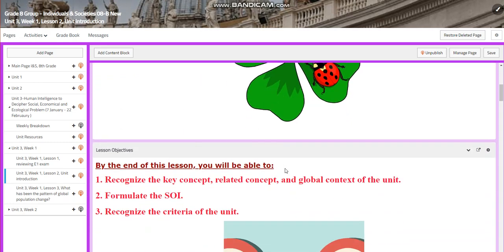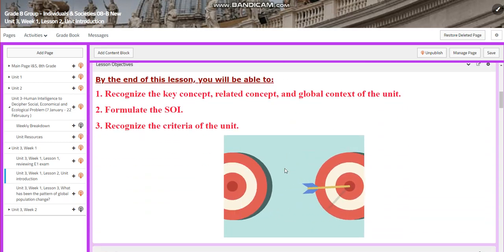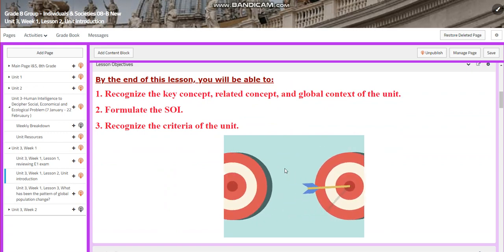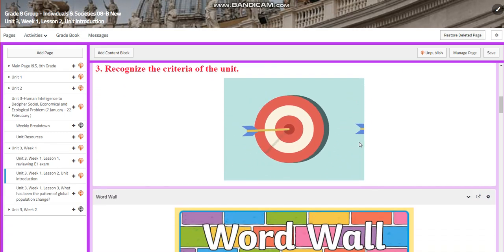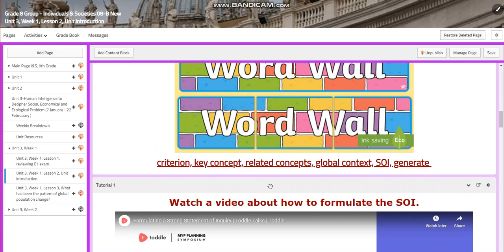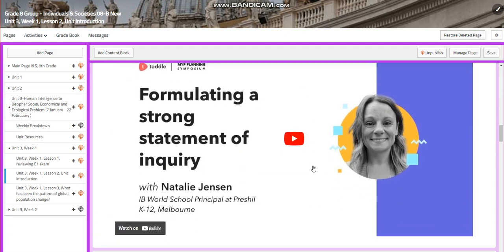For lesson two, you're going to recognize the key concept, related concept, and global context of the unit, and you're going to formulate the SOI. You're going to recognize the criteria of the unit. The word wall is going to include criterion, key concept, related concepts, global context, SOI, and generate.